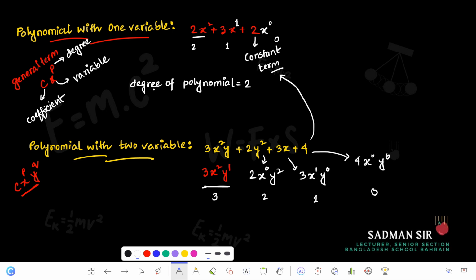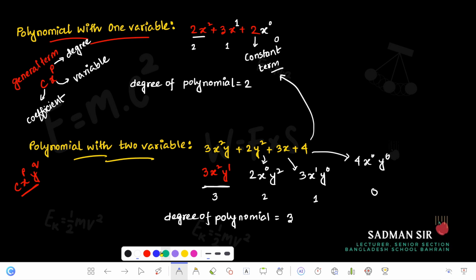Okay, now the question: what is the degree of the polynomial? So the highest one. Remember, this 3 is the degree for the first term only. Term-wise these are the degrees, but if I ask you what is the degree of this whole polynomial, then you will say only the highest one. So the degree of the polynomial will be 3. Okay, I hope it is clear.